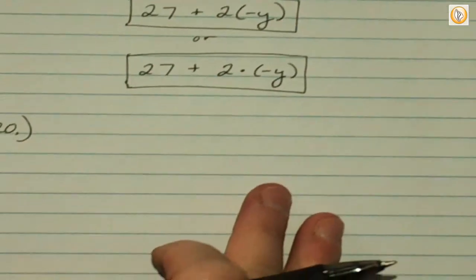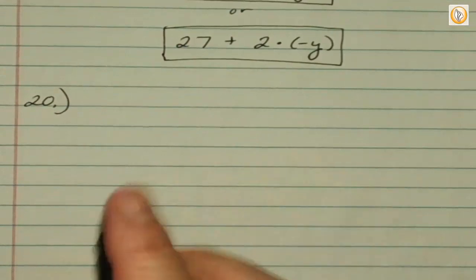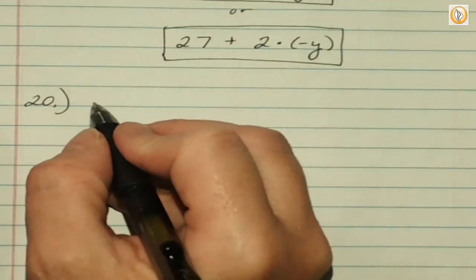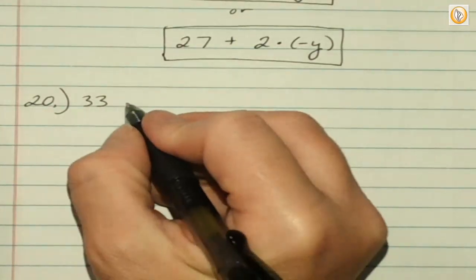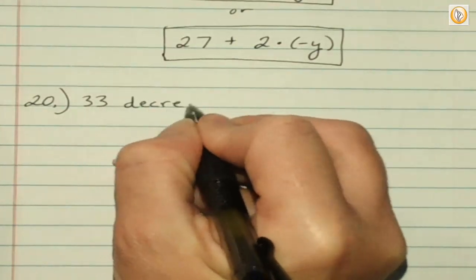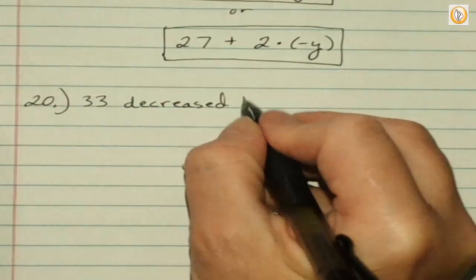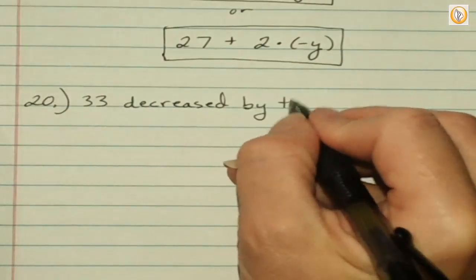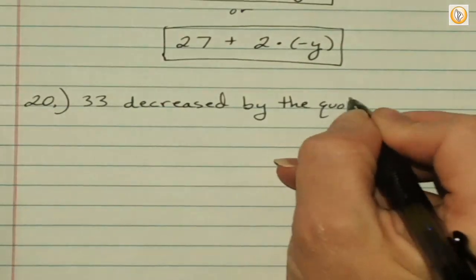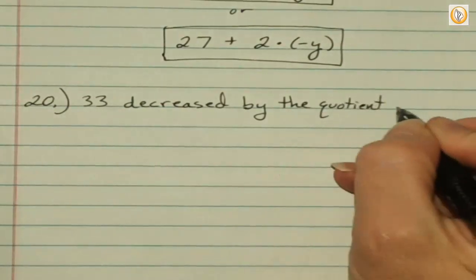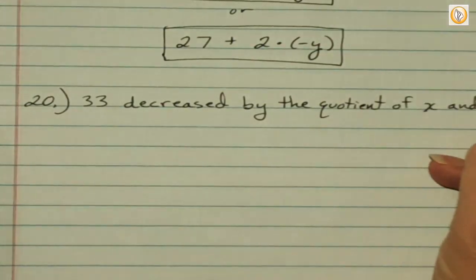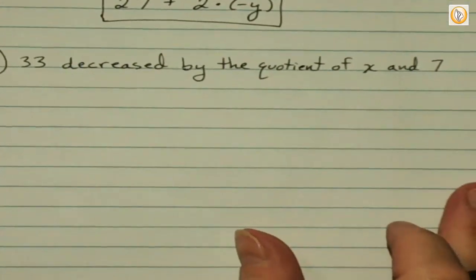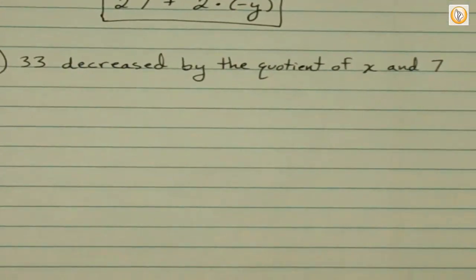Joseph, number 20. Guys, please make sure you're writing this word for word, drawing the arrows and stuff. It's only beneficial to you, not me. 33 decreased by the quotient of x and 7. 33 decreased by the quotient of x and 7.